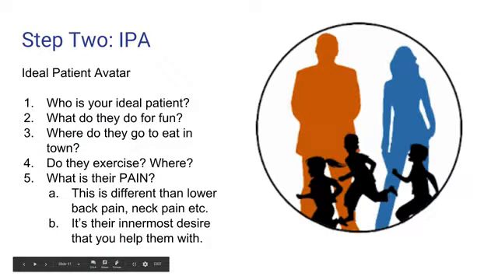Now, step 2, ideal patient avatar. If you already have the secret sauce in your office, then you already have this written down. If you're close to the secret sauce and you're still with me, you need to do this. So open up your notebook and let's get writing. So who is your ideal patient? Do you already have that patient in your office? Write that down.